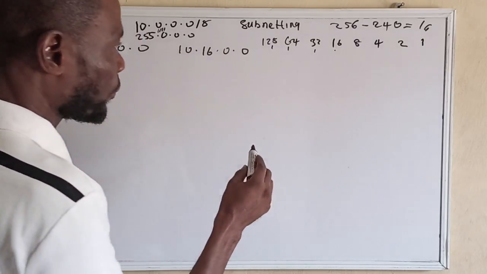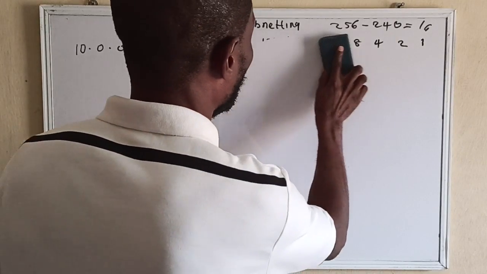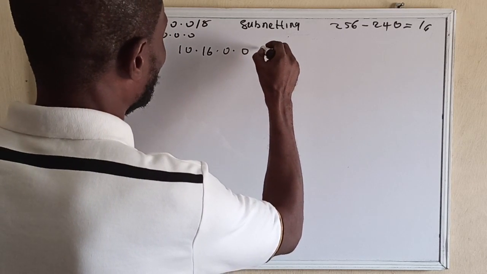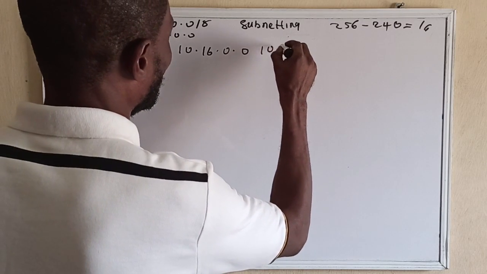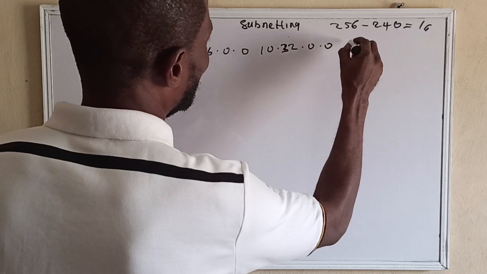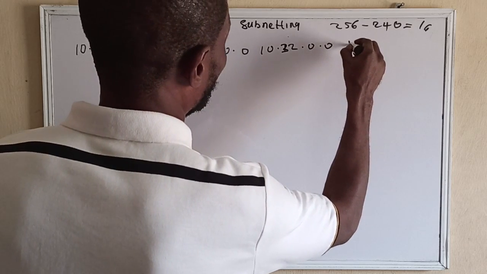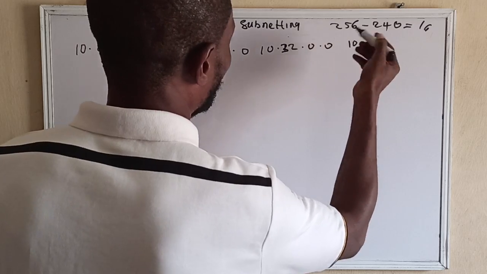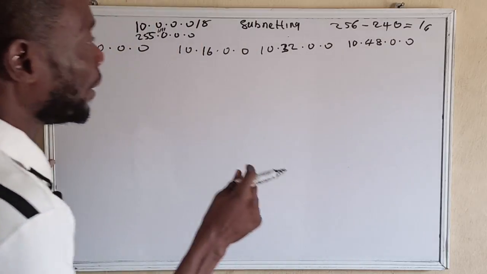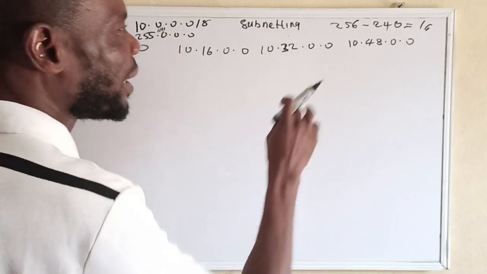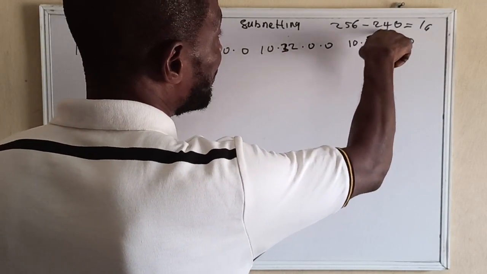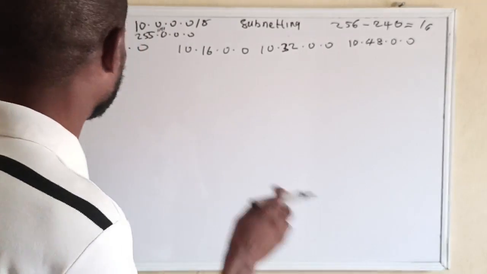The third one is 10.32.0.0, and the fourth is 10.48.0.0, which is 32 plus 16, that's 48. I hope you understand what I'm doing. This will give you up to 16 different networks, because 256 minus 240 gives you 16. So we start with a block size of 16.